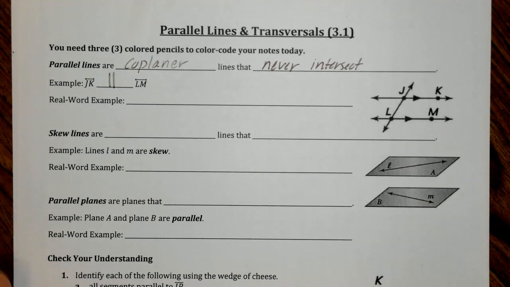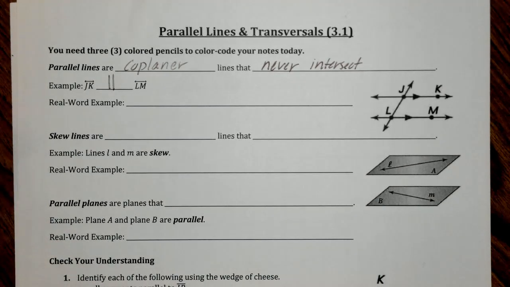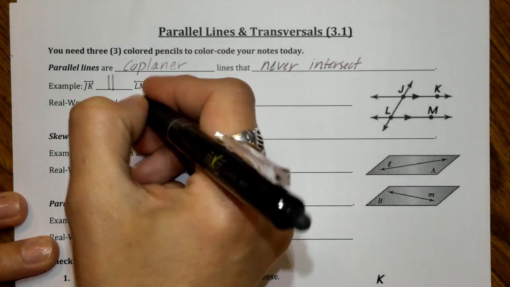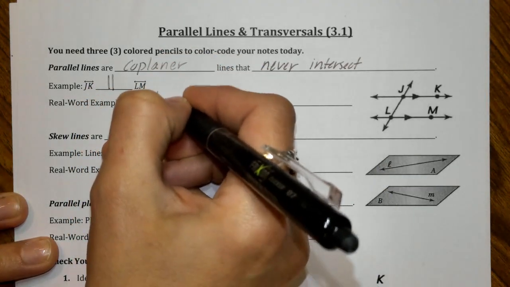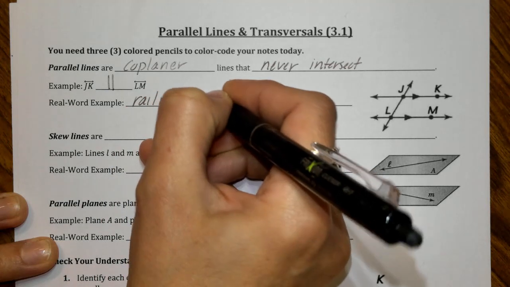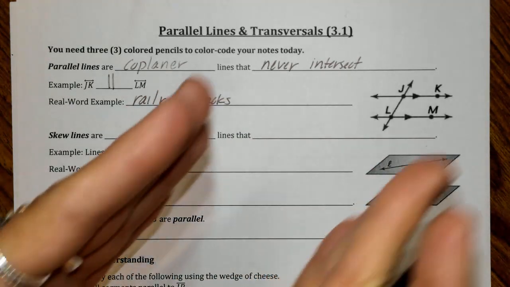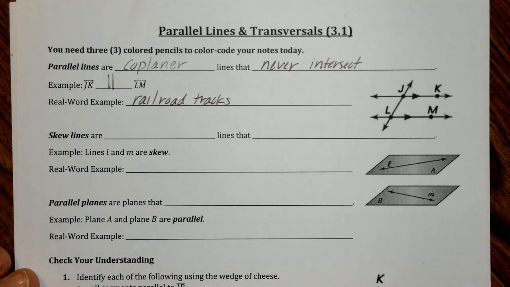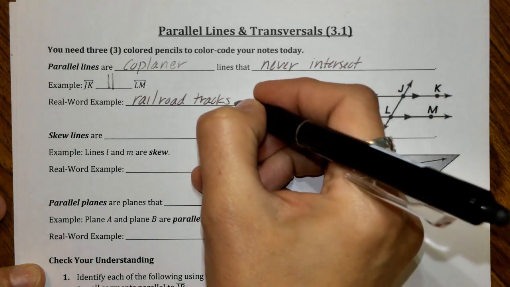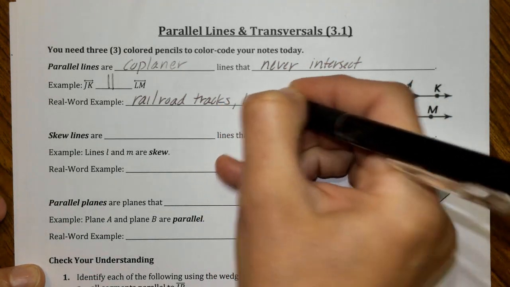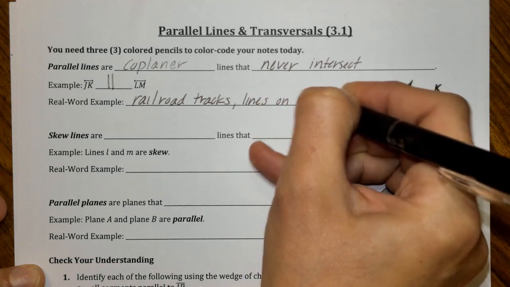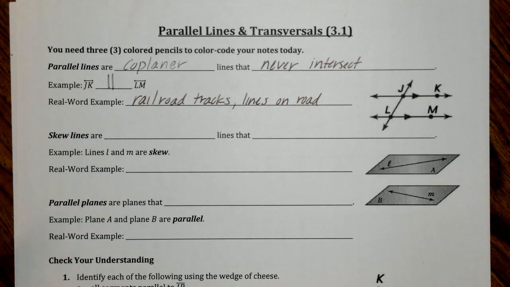Okay? A real-world example. Think about some real-world example of 2 lines that never intersect. Well, think about railroad tracks. Railroad tracks, now we're talking about the 2 sides that the wheels go on. They're never going to intersect. You've also got lines on the road. Again, looking at 2 white lines that you follow between.